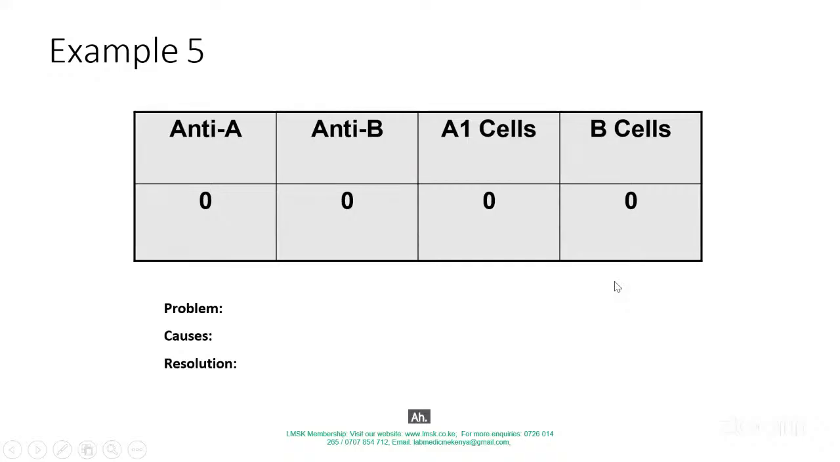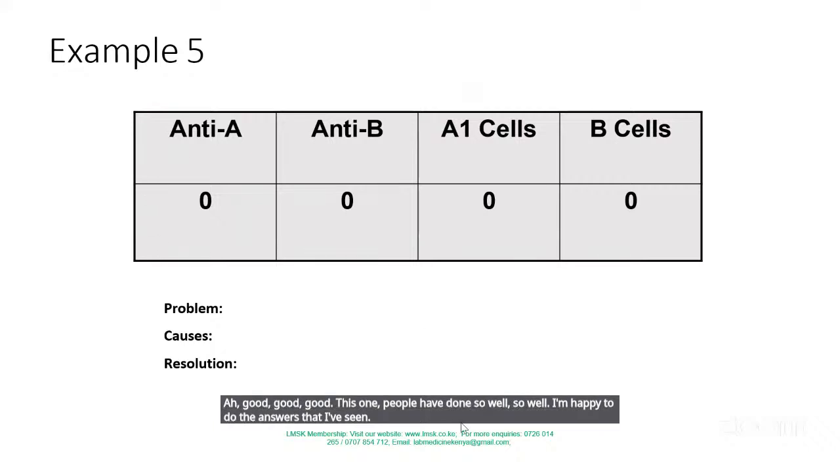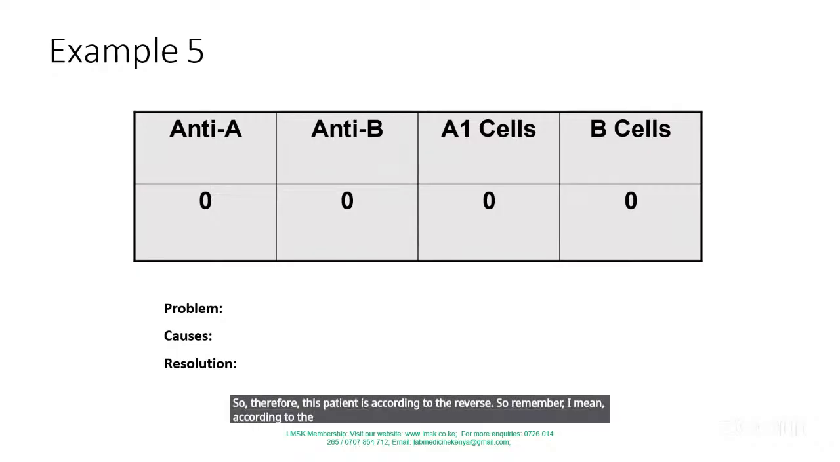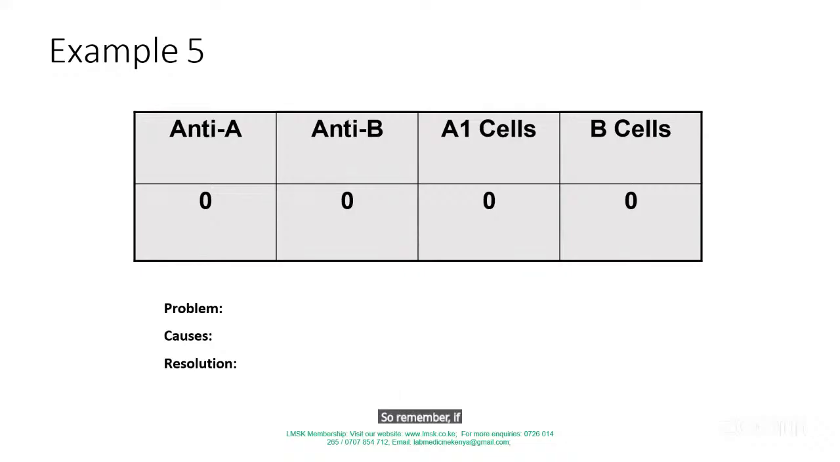Good. This one, people have done so well, I'm happy with the answers that I've seen. In this case, our forward typing shows no reactions with both anti-A and anti-B. So this patient is O according to the forward typing. Remember, if the patient is O, then they have both anti-A and anti-B in their system.